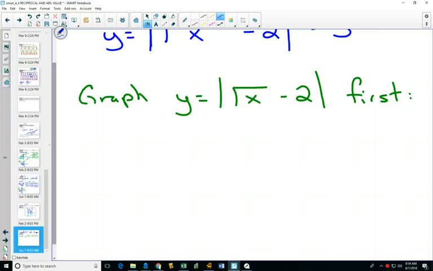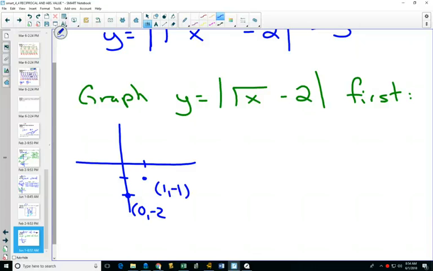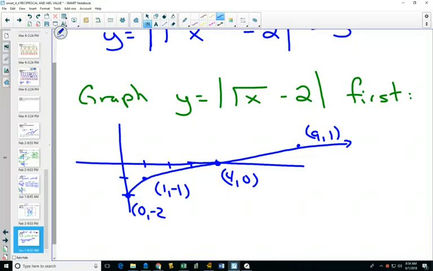So our square root graph moved down 2 units. What does that look like? Well, we would have 0, negative 2; 1, negative 1; 4, comma 0; 9, comma 1. So I just use my transformations unit to take my square root graph and move it down 2 units. This is the graph of the square root of x minus 2.